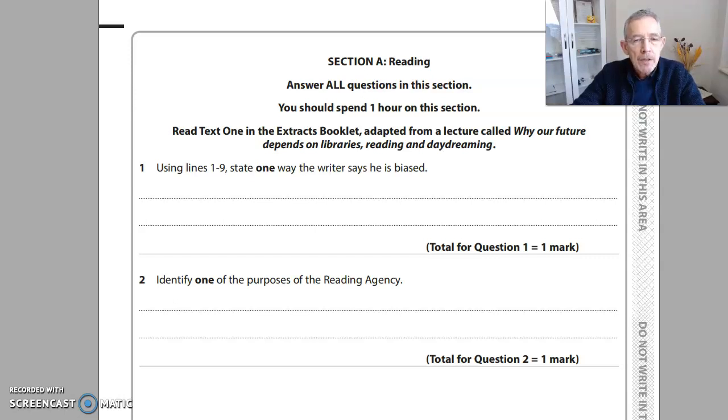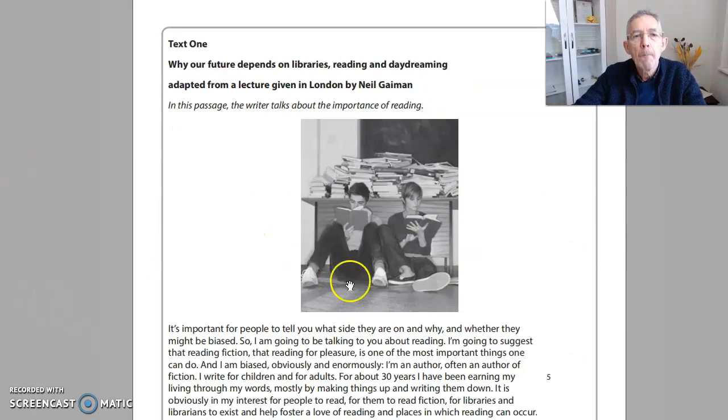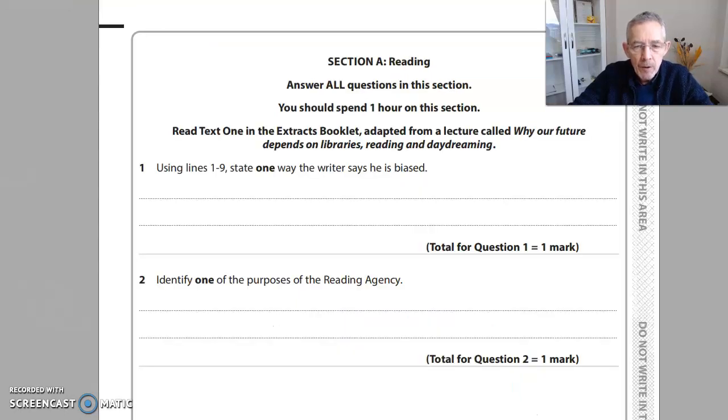So very briefly then, we're talking about the language paper which is taken from January 2019, and it is the one on why our future depends on libraries, reading and daydreaming. We're not going to read it right now. The first thing we're going to do is look at the questions before we read the paper. This will save us time. So we skim and look at questions 1, 2 and 3. Right now I'm just going to look at 1 and 2 to keep the video as short as possible.